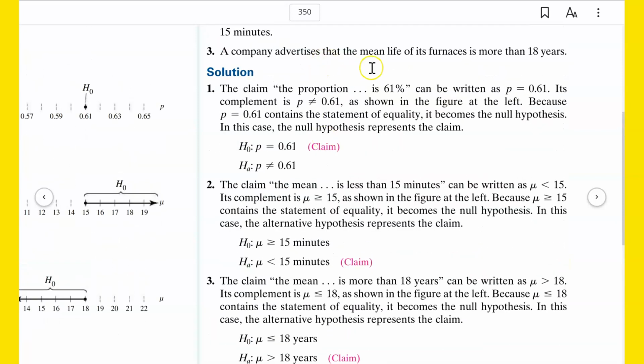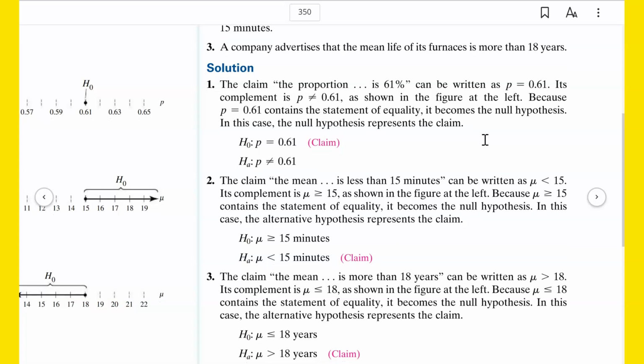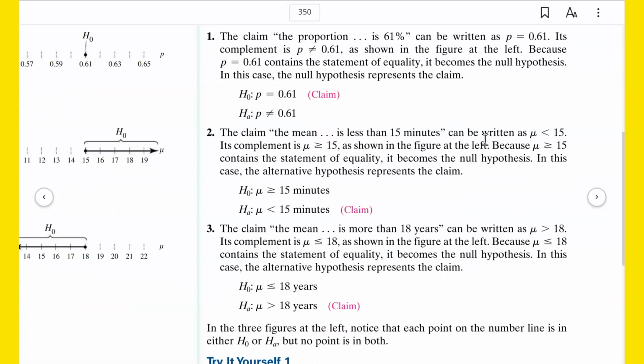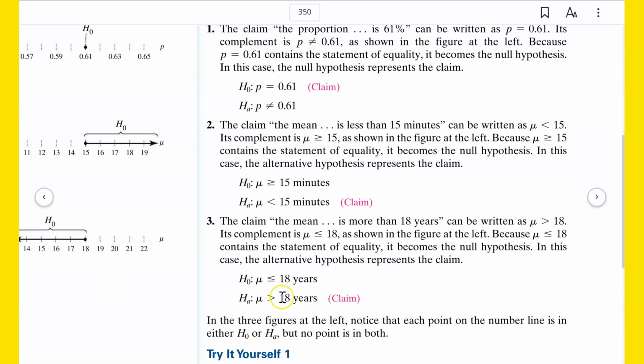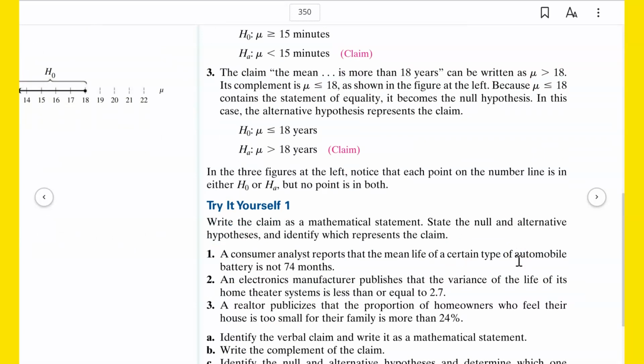A company advertises that the mean life of its furnaces is more than 18 years. So again, we have to say here, mu is greater than 18. That's the claim. And since it doesn't have an equality in it, that's got to be the alternative hypothesis. So mu is greater than 18 is the HA. And so H0 would be the opposite of that, which is mu is less than or equal to 18.